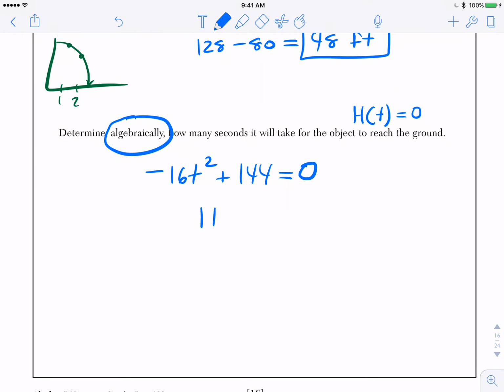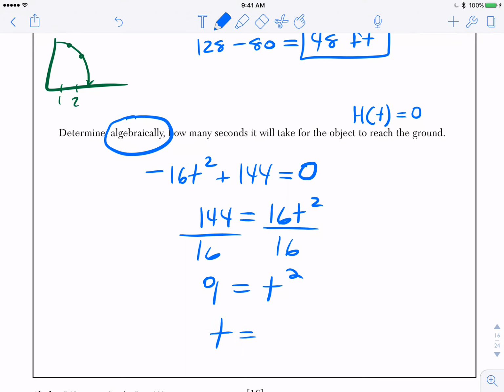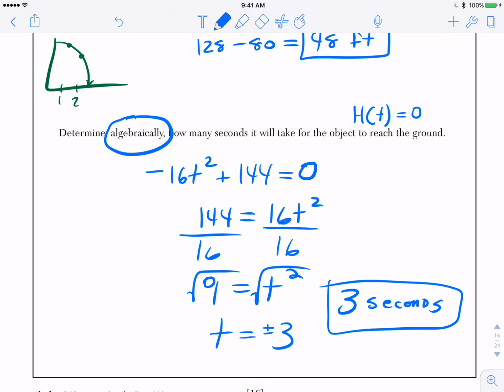If I move the 16t squared over, I'm going to get this. I'm going to divide both sides by 16, and I'm going to get 9. So t squared equals 9, which means if we take the square root, we get plus or minus 3. In this case, we don't have a time machine, so we can't have negative 3 seconds. So the only answer here is 3 seconds. It hits the ground, or h of 3 is equal to 0.